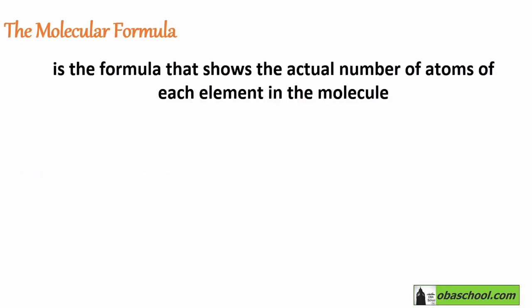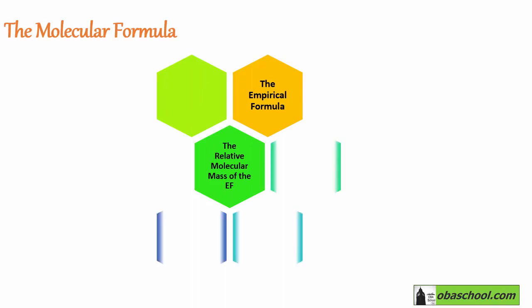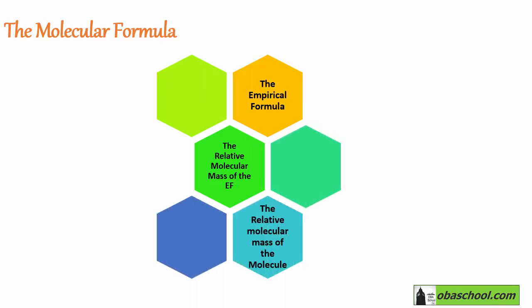The molecular formula is the formula that shows the actual number of atoms of each element in the molecule. And to find the molecular formula, we need to know three things, which are the empirical formula, the relative molecular mass of the empirical formula, and the relative molecular mass of the molecule. Let's find the molecular formula of ethane.